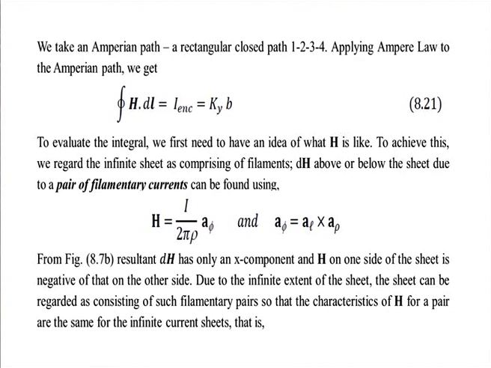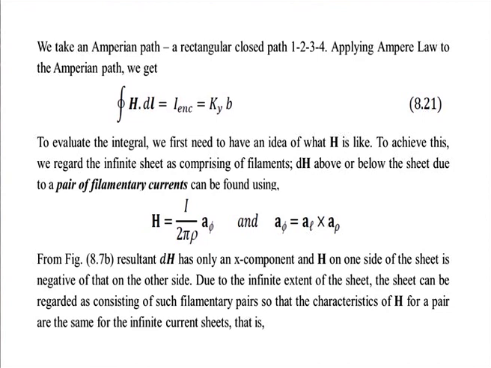To evaluate the integral, we first need to know what H is like, and to achieve this, we regard the infinite sheet as comprising of filaments. We need to find dH above or below the sheet due to a pair of filamentary currents, which can be found using the expression H is equal to I upon 2 pi rho a phi, and a phi is equal to al cross a rho, which have already been defined earlier. From figure 8.7b, the resultant dH has only an x component, and H on one side of the sheet is opposite to that on the other side.